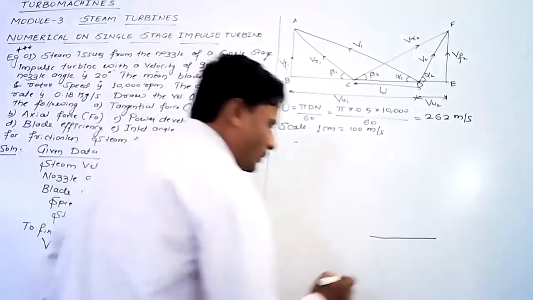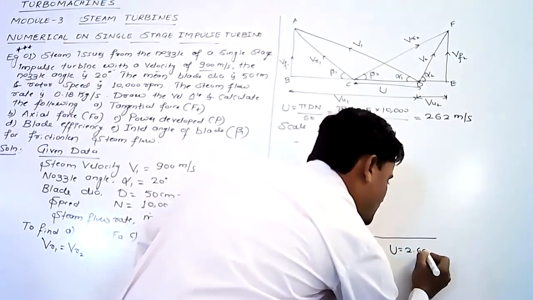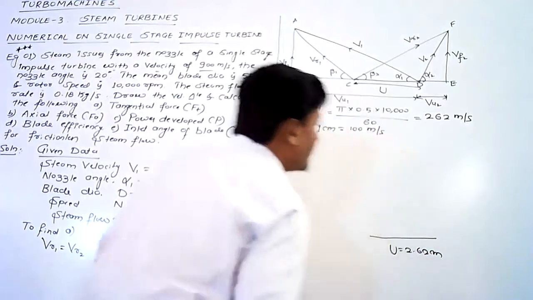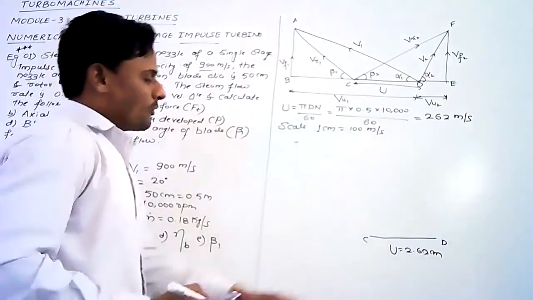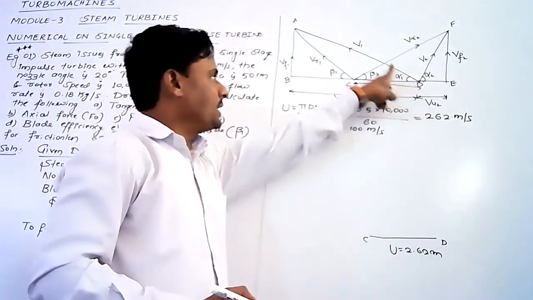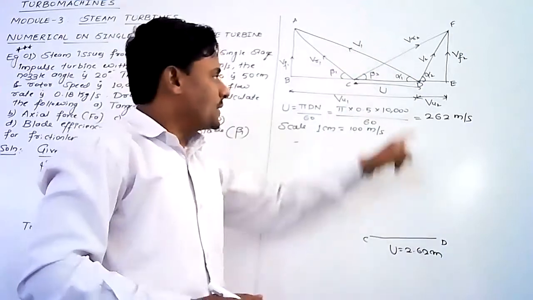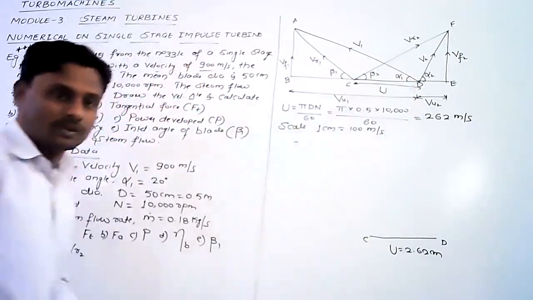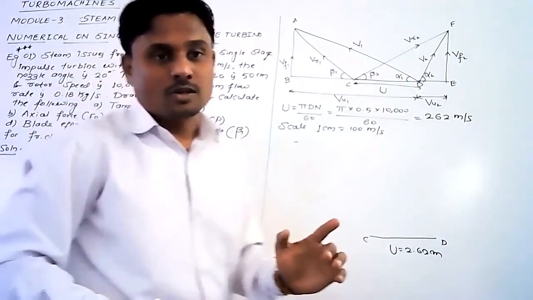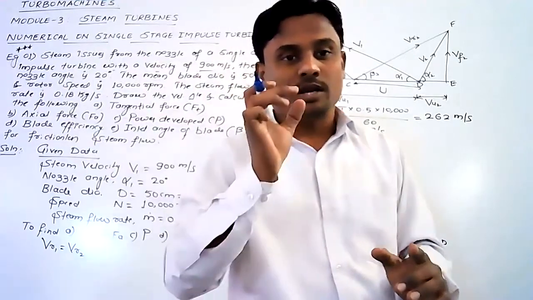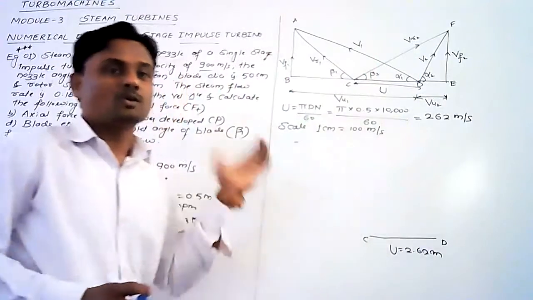So U is equal to 2.62 centimeters. This is of course line CD. Now from point D, V1 is emerging at an angle alpha 1, of course the given angle is 20 degrees, and V1 equals 900 meter per second. So as per the scale, we have to take V1 equal to 9 centimeters, a line at an angle alpha 1 equals 20 degrees.